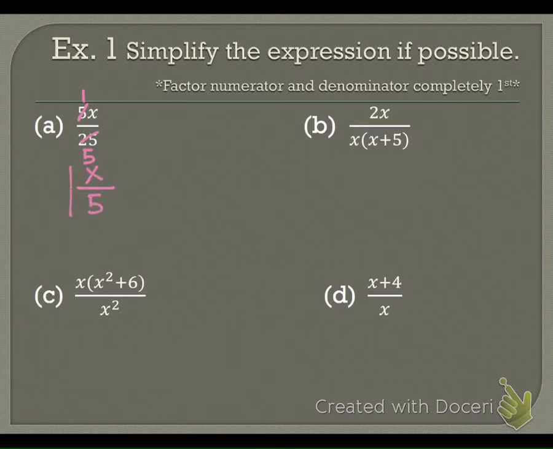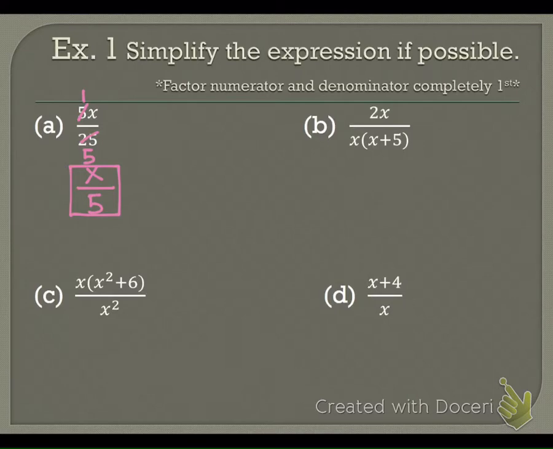Now, can I have the 1 in front of the x? Absolutely, if you want to. Is it necessary? No, it's not. All right, so that one's pretty simple. We just look. We can reduce or simplify 5 over 25. X doesn't have anything to simplify with, so we leave it. So x over 5 is our final answer.